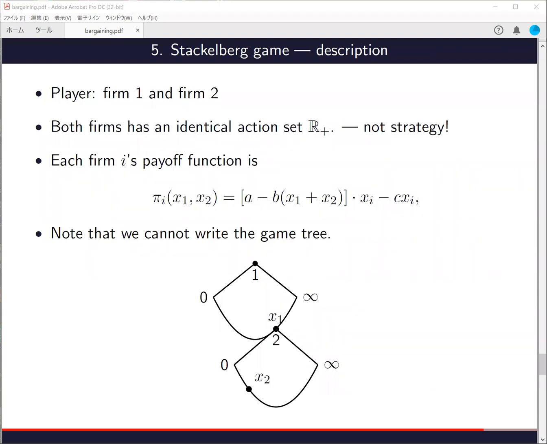Firm i's profit is given by the total revenue minus the total cost, where the total revenue is simply the product of price and output xi. Note here that we have already plugged the inverse demand function into the price, which allows us to express every component of the profit function in terms of the output. Note here that we cannot write down the game tree in a precise way because there are infinitely many information sets here, but you can get the idea from the graph on the slide.